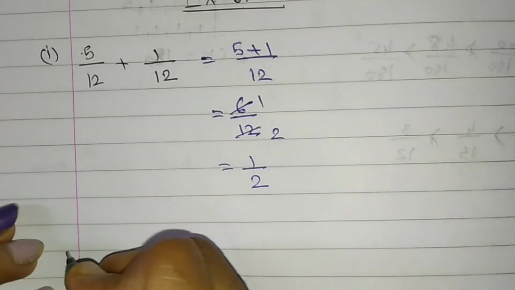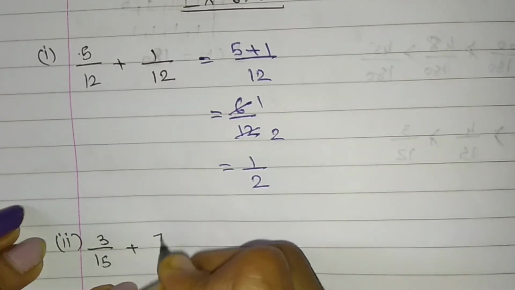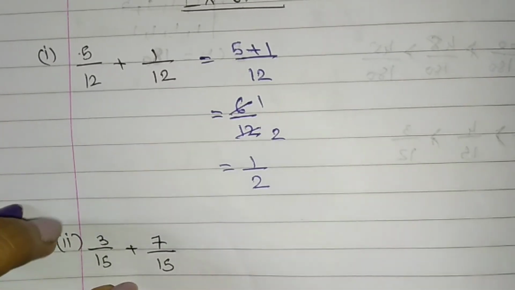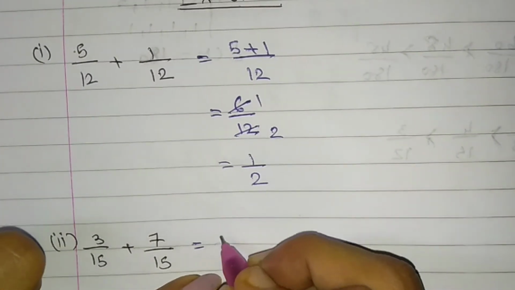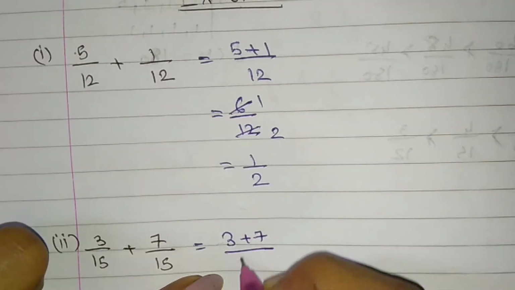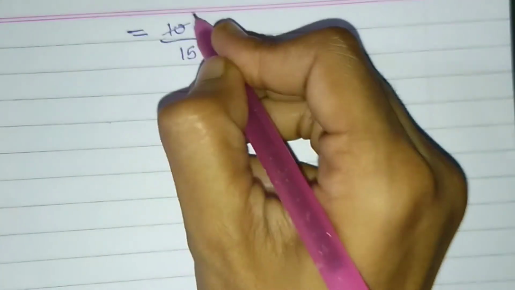Now let us see the second one. That is 3 upon 15 plus 7 upon 15. So this is also the same. Denominators are the same, so directly we can add 3 plus 7 upon 15. So equal to 3 plus 7 is 10, 10 upon 15. Now this we can cancel with 5. 5 2s are 10 and 5 3s are 15. So the answer is 2 upon 3.